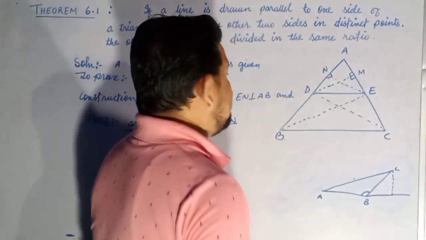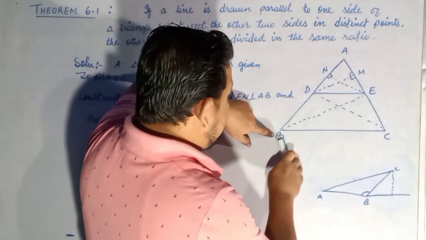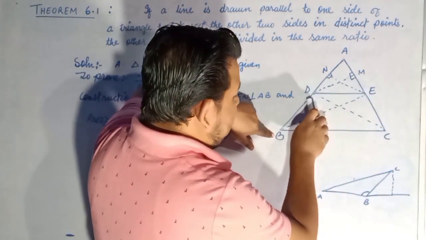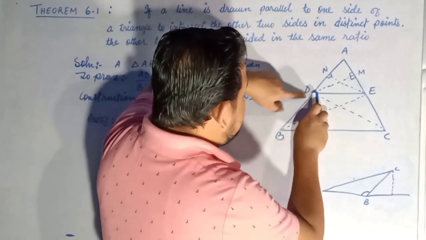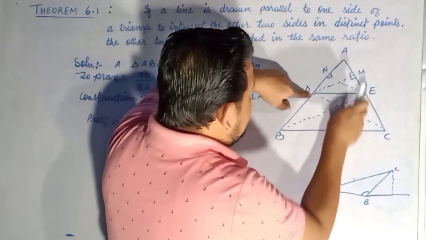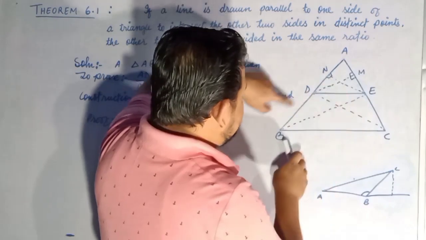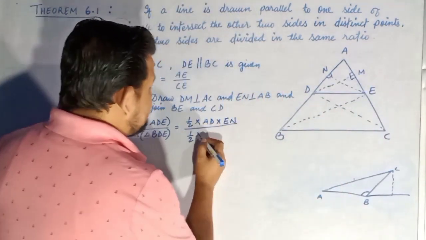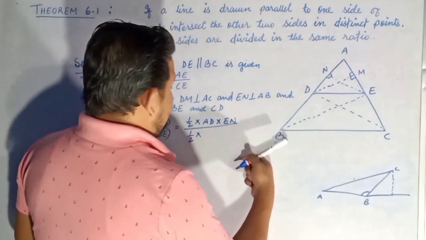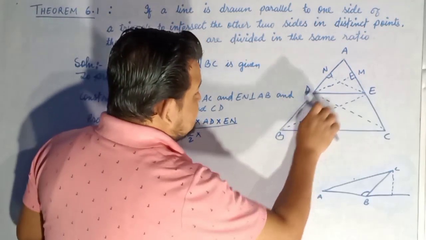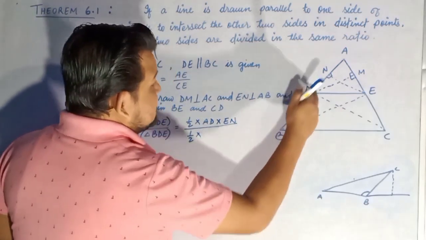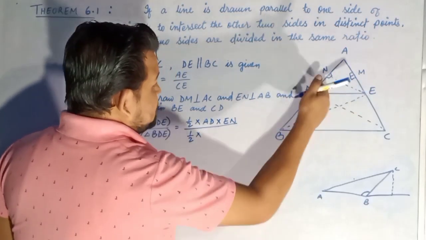Here also, similarly, when we see BDE, this angle is more than 90 degrees. So where can we find our height? We have to extend this BD more, and EN is the height of this triangle BDE. So let us write. Here also half into base into height. Which is the base? BD is the base here. Am I right? So what is the base?